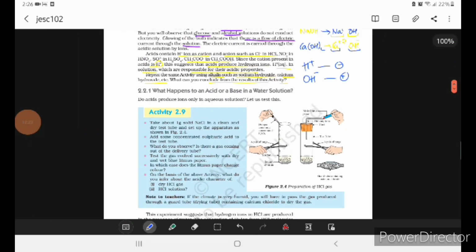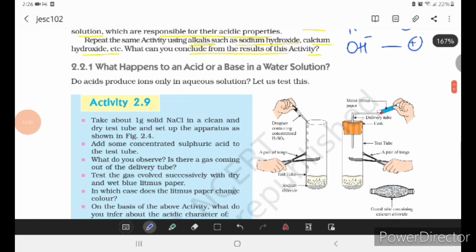In the next video we are going to discuss what happens to an acid or a base in a water solution.